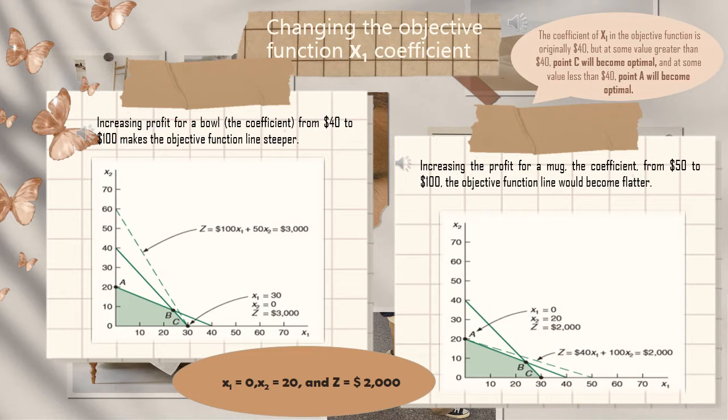Alternatively, increasing the profit for a mug from $50 to $100, the objective function line would become flatter, to the extent that point A would become optimal with x sub 1 equals 0, x sub 2 equals 20, and z equals $2,000. The coefficient of x sub 1 in the objective function is originally $40, but at some value greater than $40, point C will become optimal, and at some value less than $40, point A will become optimal.